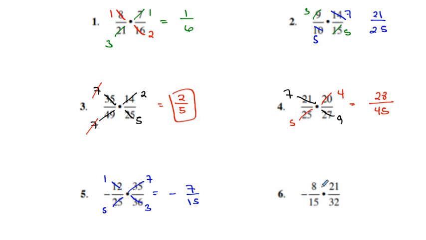All right, another negative times a positive here, so my answer is going to be negative. Negative times a positive is a negative. 8 and 32, 8 goes into 8 once, and into 32 4 times. 15 and 21, both divisible by 3. That goes in there 5 times. 3 goes in there 7 times. 1 times 7 is 7. 5 times 4 is 20. So negative 7 over 20.